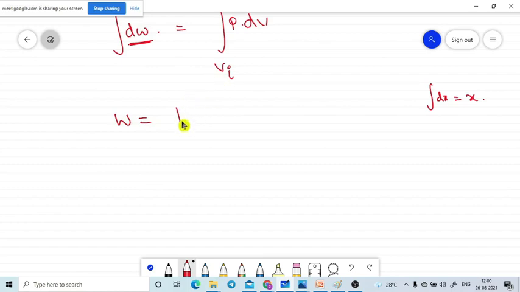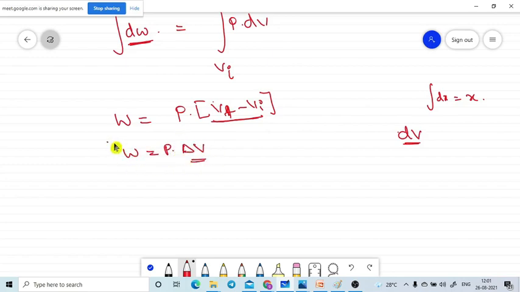The integral of dV, what will we get? We will get the change in volume, VF minus VI. This is only delta V, or dV only. So that is equal to P into delta V. This is the formula for the work done.